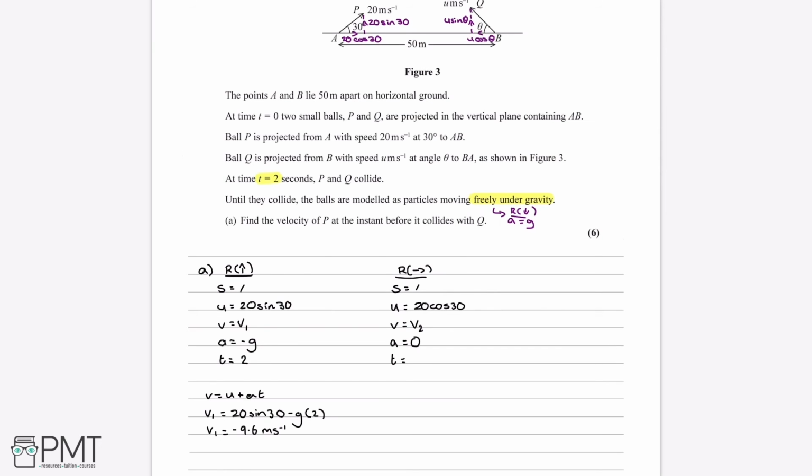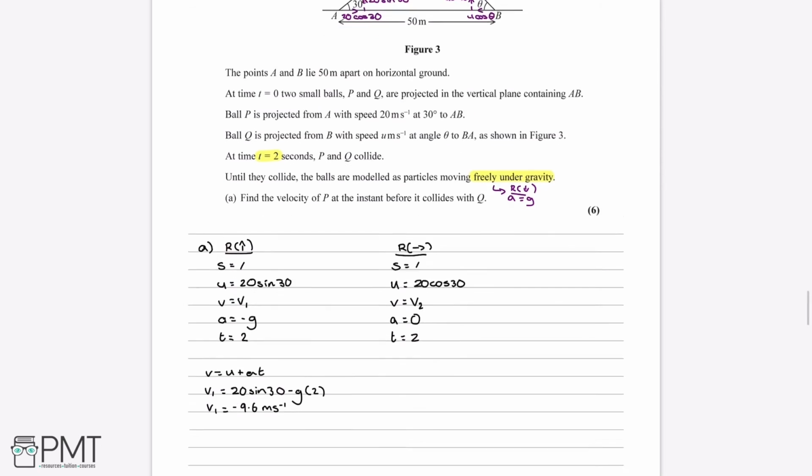And then lastly, t is again 2. This doesn't change depending on which way you resolve, because time doesn't have a kind of direction, and p and q collide at t equals 2, so we leave that as it is.